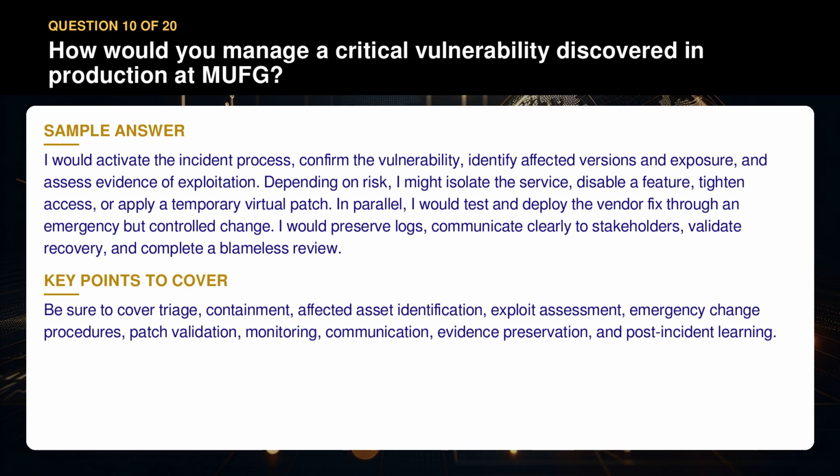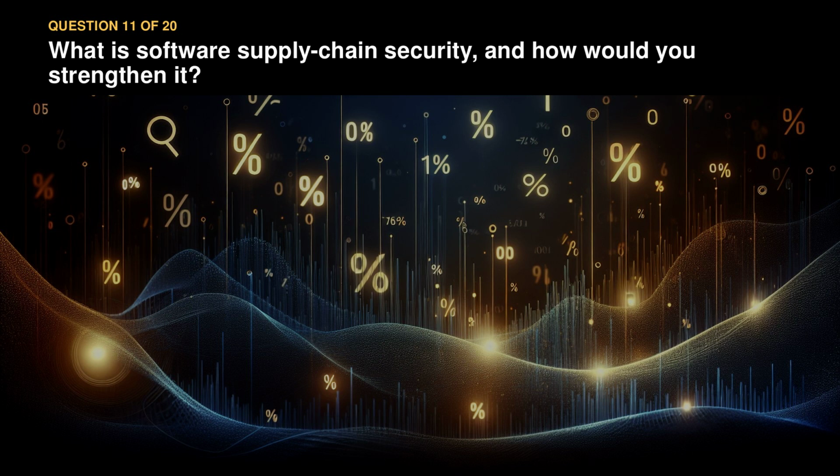Be sure to cover triage, containment, affected asset identification, exploit assessment, emergency change procedures, patch validation, monitoring, communication, evidence preservation, and post-incident learning. Question 11. What is software supply chain security, and how would you strengthen it?